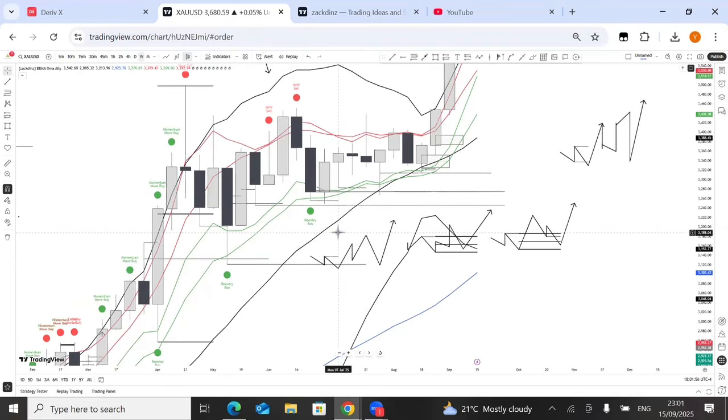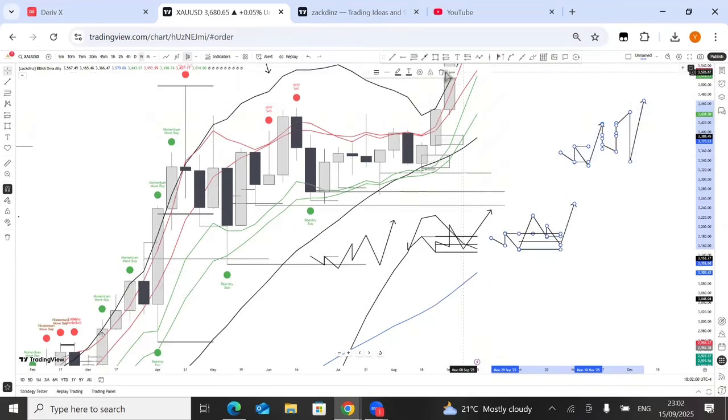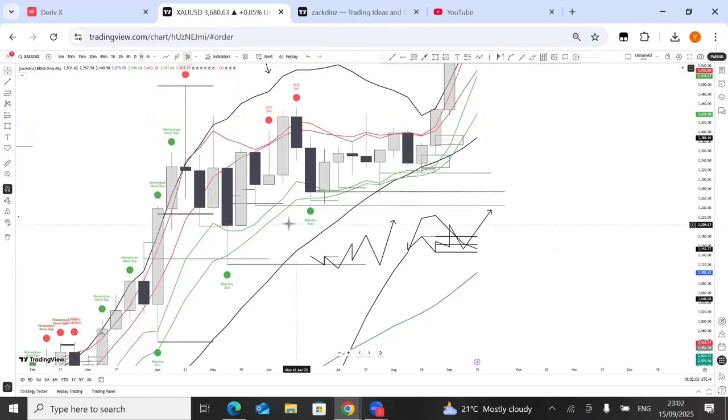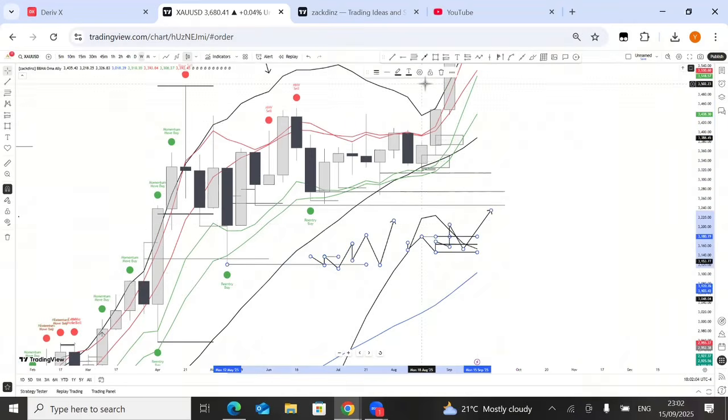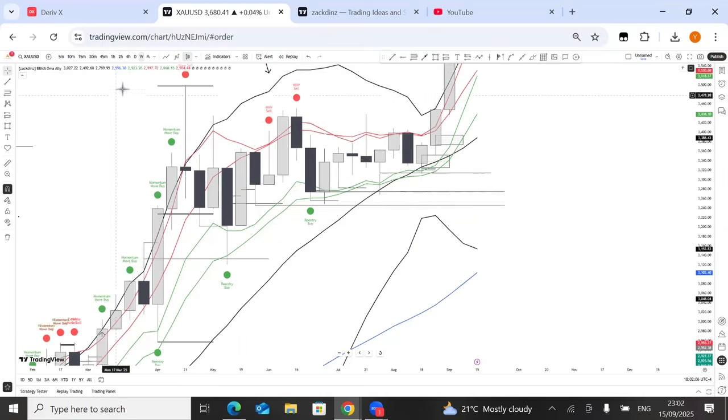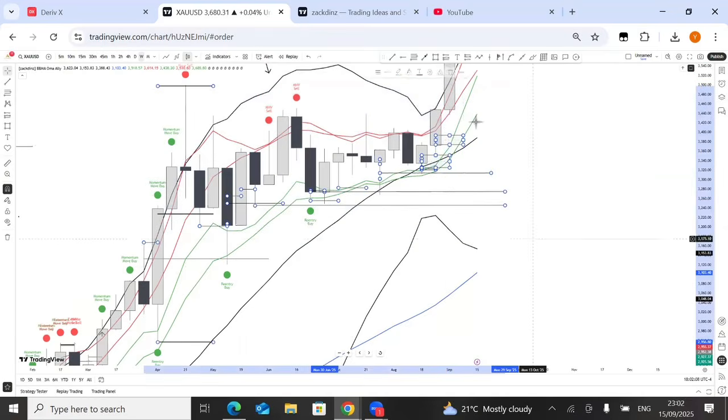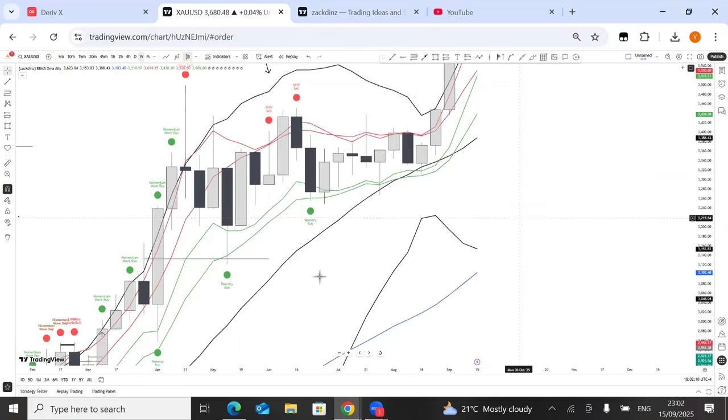Forget about all the lines I have on my chart. Whenever I'm trading, I always have all of this. Let me make it a little bit clean. Let me just take this off. Everything. All right, it's a little bit better now.